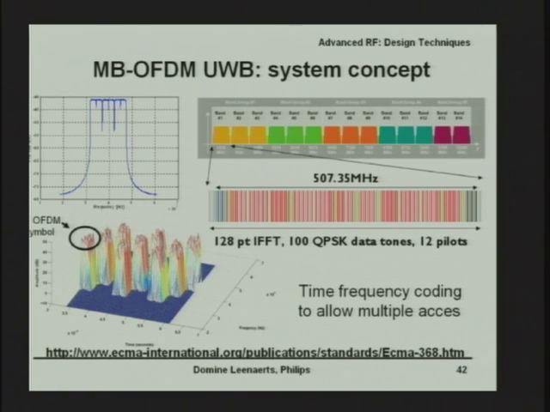There's a bunch of subchannels. I take, let's say, 128 point IFFT. Within that 500 megahertz band, I can basically set 100 different data tones and 10 pilots. So I can transmit 100 bits at the same time. And by using some coding, I make my signals orthogonal. I can send multiple systems signals at the same time.